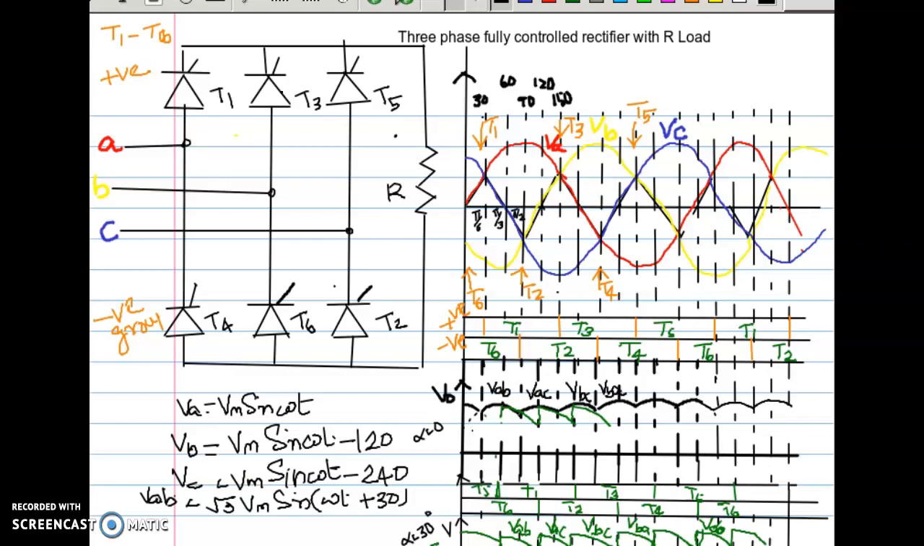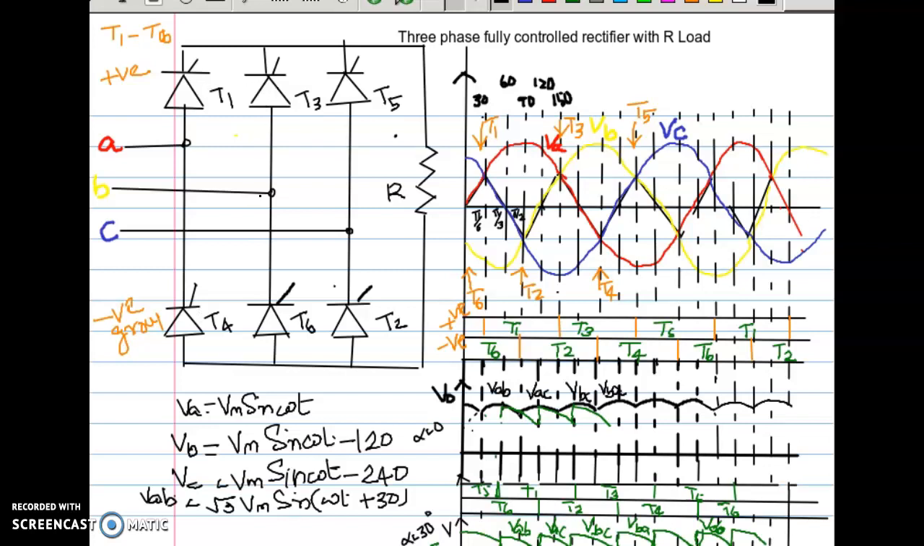The thyristors T1, T3 and T5 are called the positive group thyristors, and T4, T6 and T2 are called negative group thyristors. When the voltage VA becomes more positive compared to VB and VC, the thyristor T1 can be triggered. When VA becomes more negative compared to VB and VC, then T4 can be triggered.